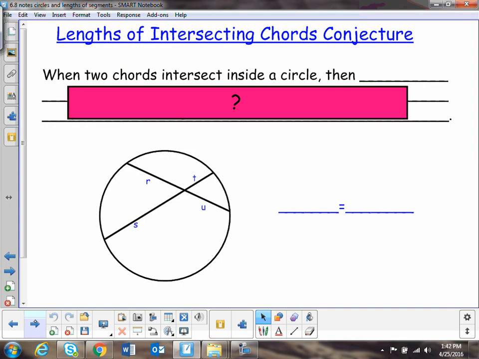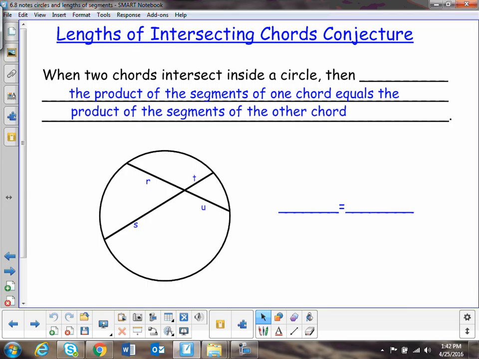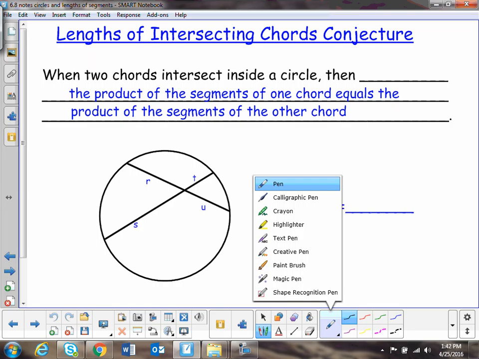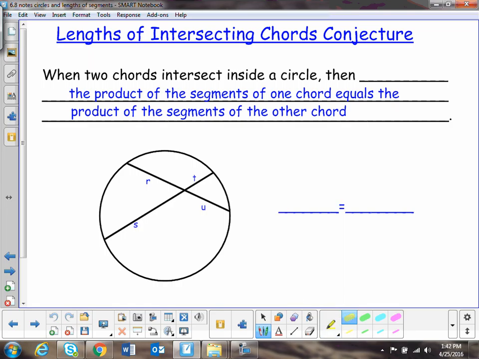All right, first conjecture. When 2 chords intersect inside a circle, then the product, highlight product. What does product mean? It means to multiply, right? So we're going to multiply something here. What are we going to multiply? We're going to multiply the segments of one chord, and it's going to be equal to the product. There's product again. We're going to multiply again. What are we going to multiply? The segments of the other chord.